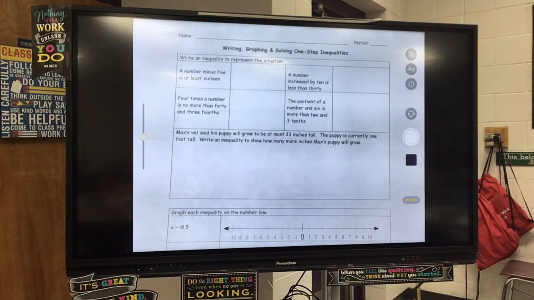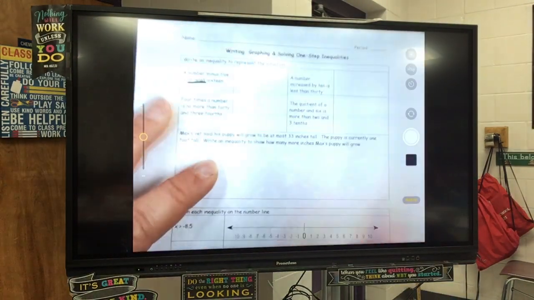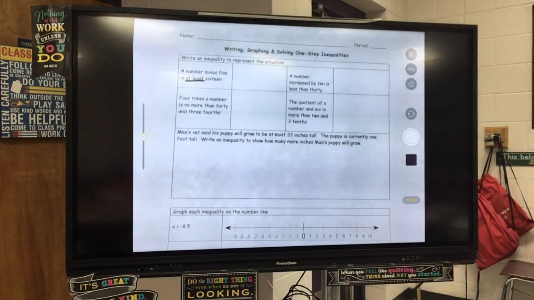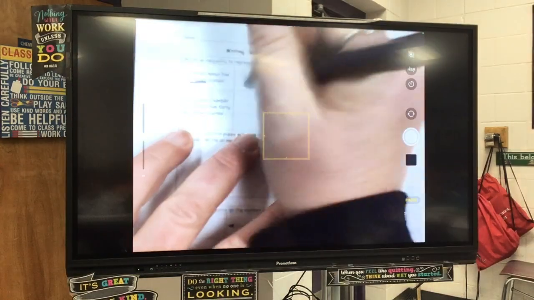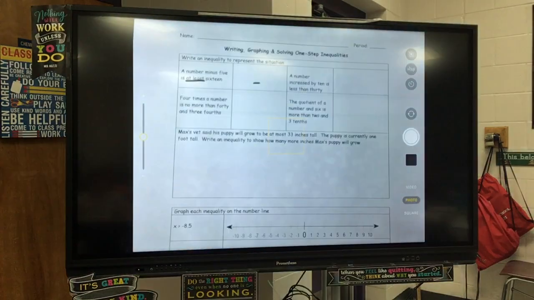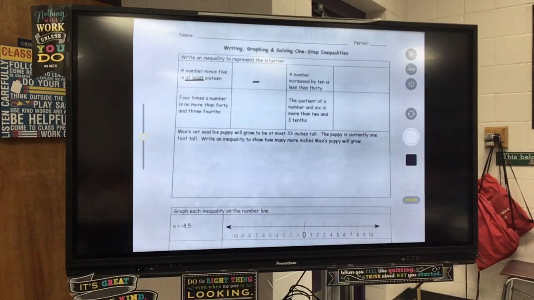So it says a number minus 5 is at least 16. So our key words here, at least. What is that telling me? Is it going to be equal to a number? Yes, so I'm going to start with the bottom half of the inequality symbol because we know it's going to be equal. We don't know yet if it's greater than or less than, but we do know it's going to be equal. All right, the next part, a number minus 5. What is that going to look like?